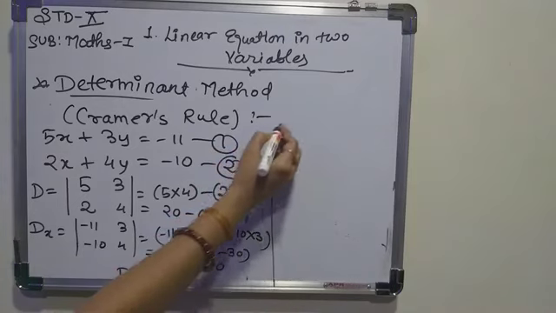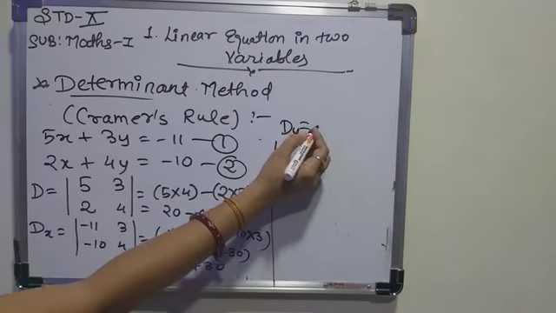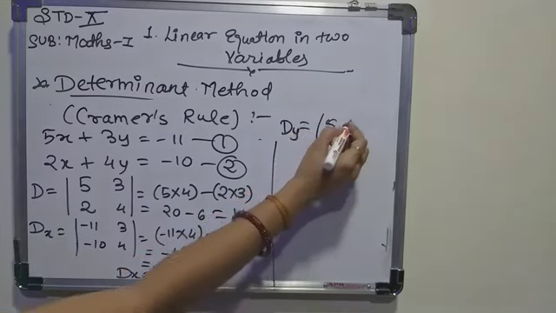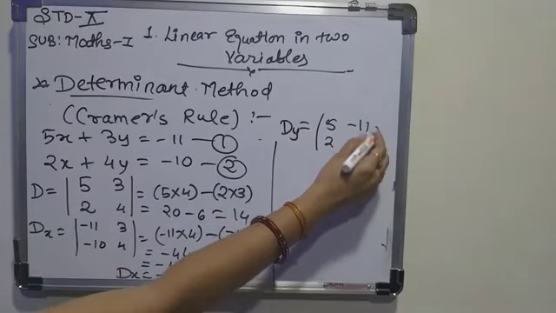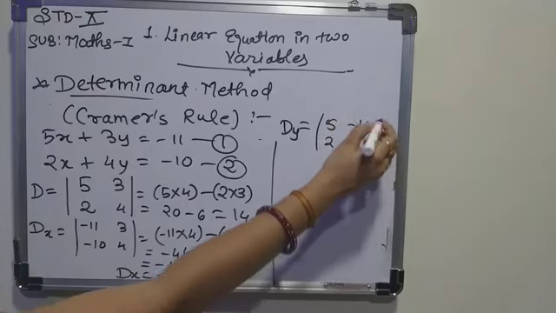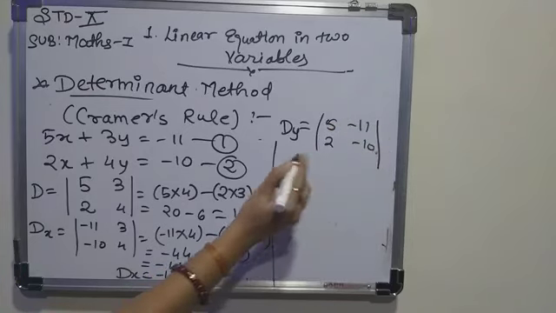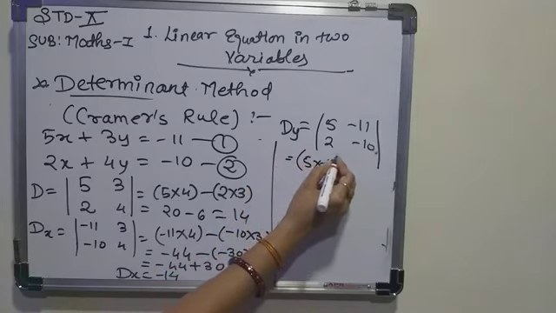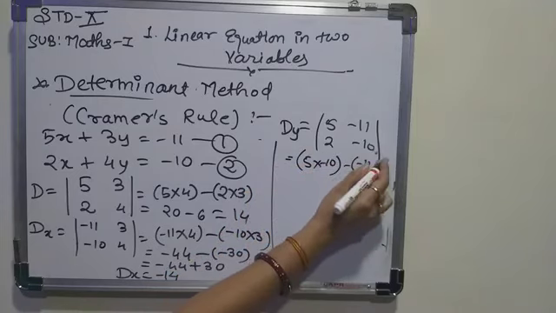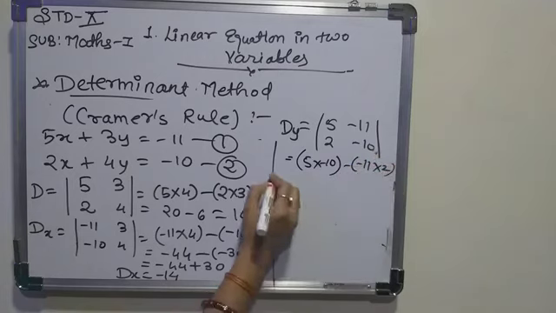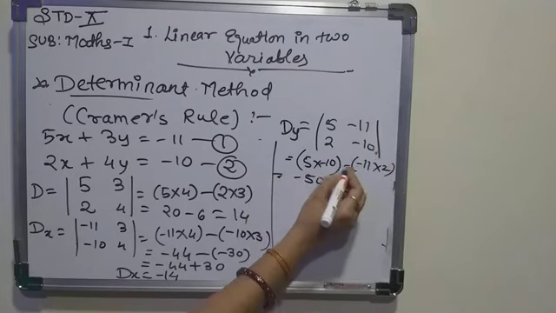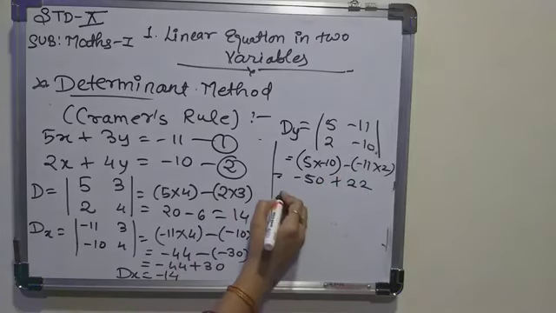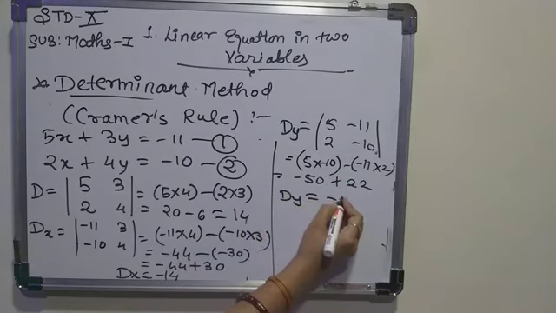And then you are going to find the Dy. Dy is equal to 5, 2, minus 11, minus 10. 5 into minus 10 minus minus 11 into 2. You will get minus 50 plus 22. So the answer of Dy is minus 28.